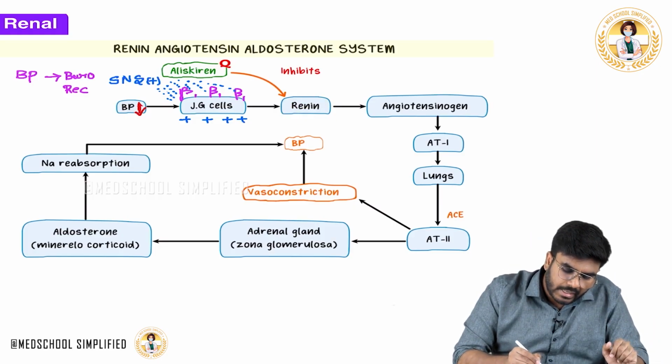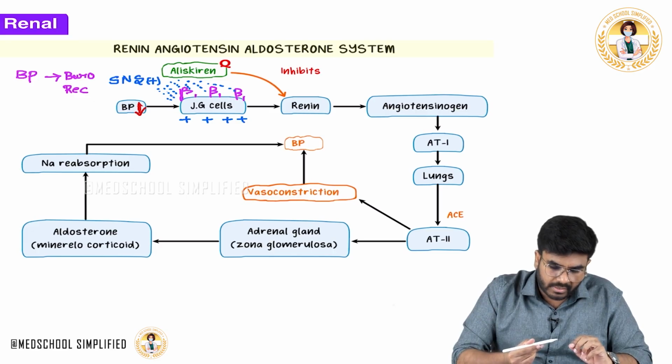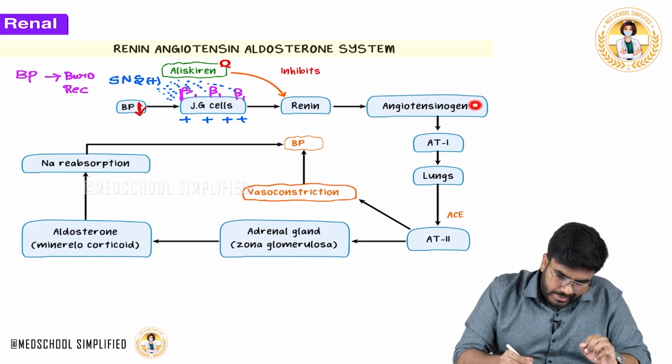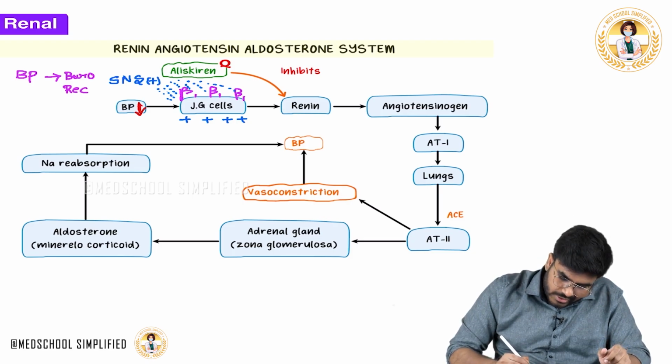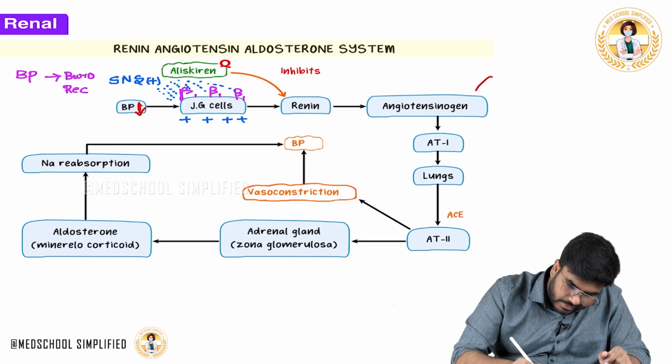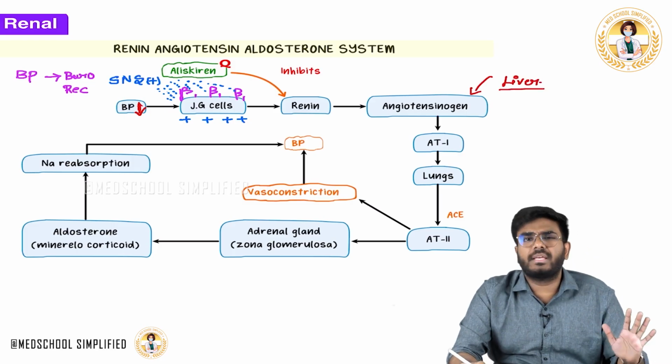This renin is going to act on one protein in the blood, which is called angiotensinogen. Angiotensinogen is there in the blood all the time. Who is producing this angiotensinogen? Angiotensinogen is produced by the liver, and it's there in the blood all the time.